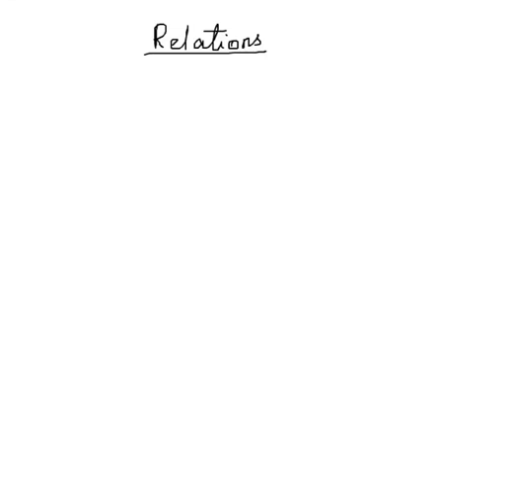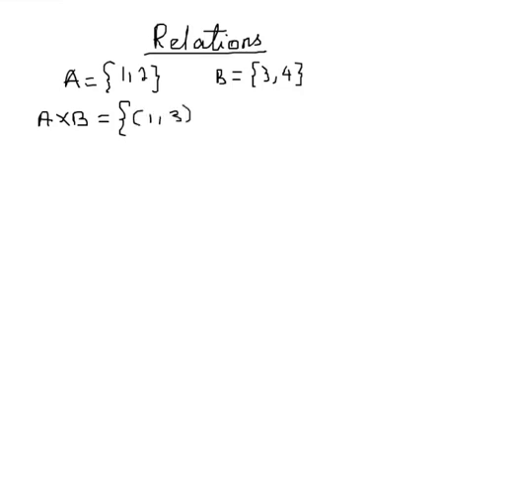Let us learn about relations. For example, let us take the set A as {1, 2} and set B as {3, 4}. I'm going to write the Cartesian product of these two sets. So this will have 2 into 2, 4 elements: (1, 3), (1, 4), (2, 3) and (2, 4).